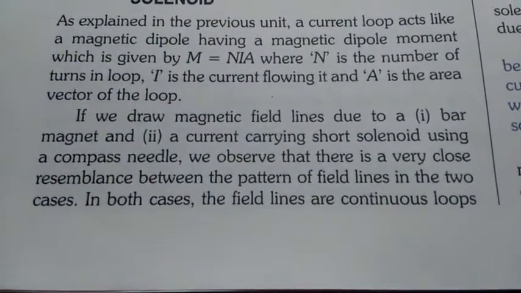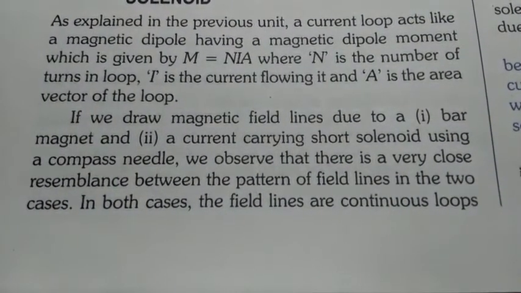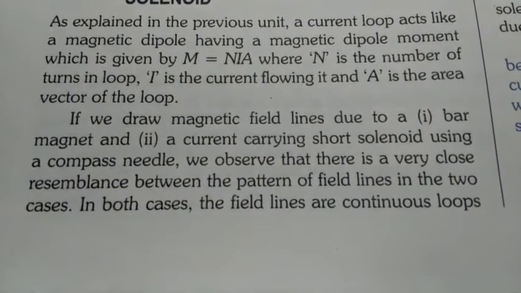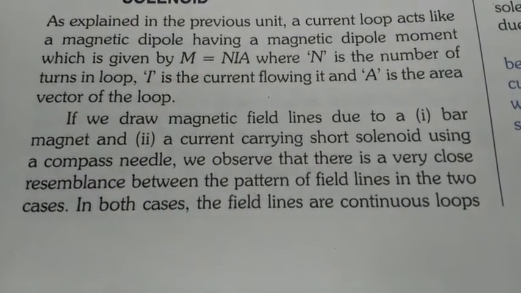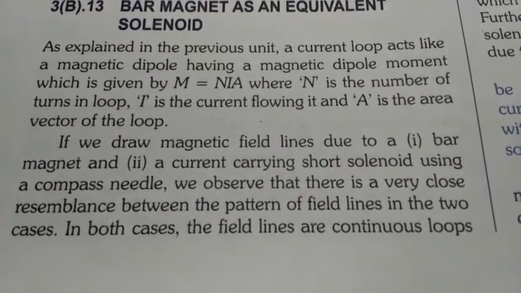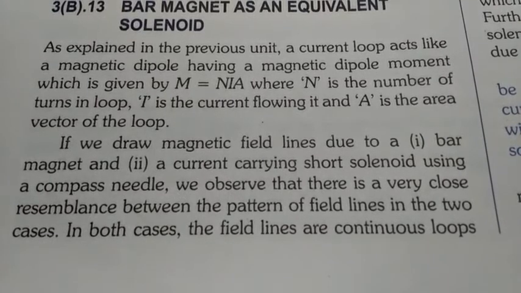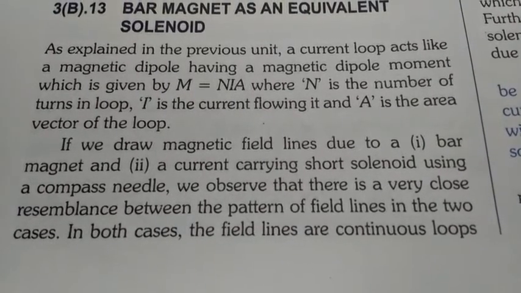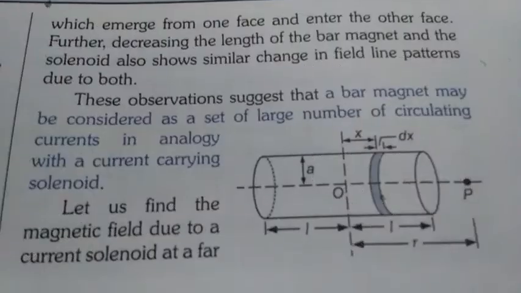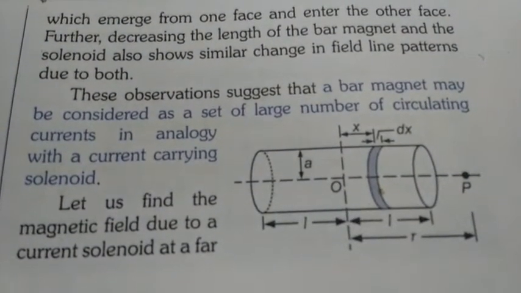Why study this topic? Because if we draw magnetic field lines due to a bar magnet and a current carrying short solenoid using a compass needle, we observe that there is a very close resemblance between the pattern of field lines in the two cases. In both cases, the field lines are continuous loops which emerge from one face and enter the other face.